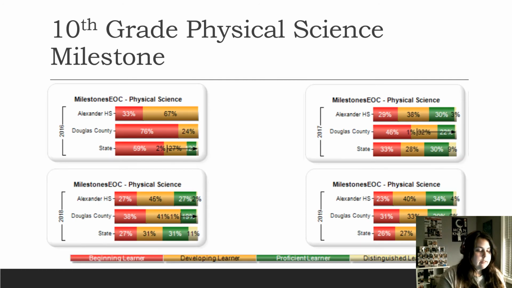Okay, so here is that same data compared to the state and county data for the same milestone. And about how it was with biology, not too far off from the others. Sometimes we're lower than the state, sometimes we're higher than the state for different categories. There's just that fluctuation between each year.